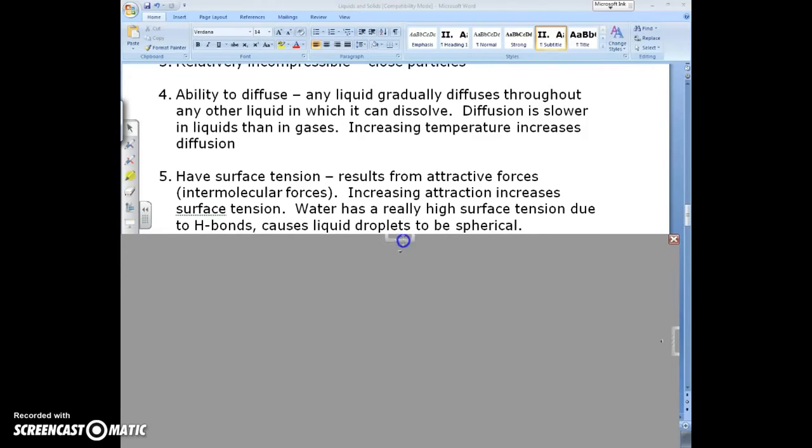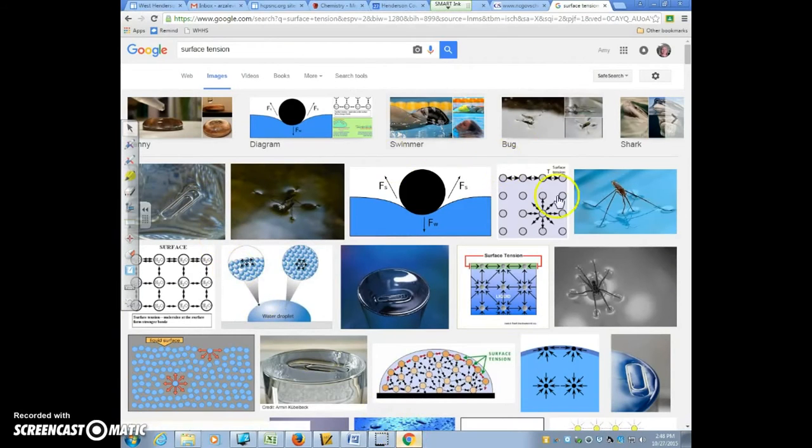Liquids have surface tension, some more than others. That results from attractive forces, those intermolecular forces that we talked about. The stronger their attractive forces, the stronger their surface tension. Water has hydrogen bonds, which are the strongest intermolecular force, so it has really high surface tension. It is what allows those water bugs to walk on top of the water.